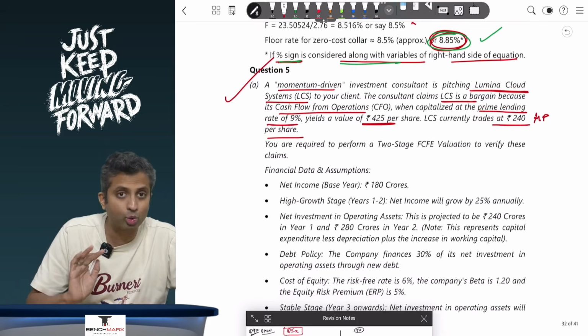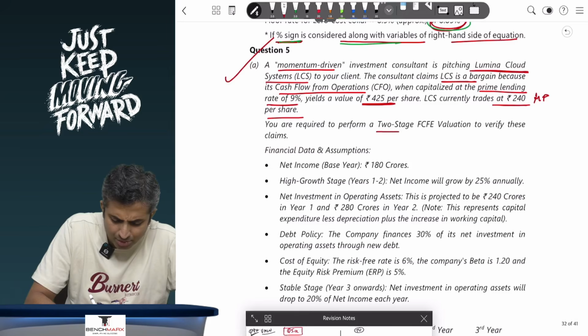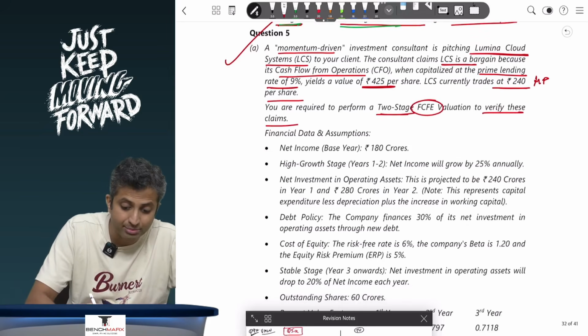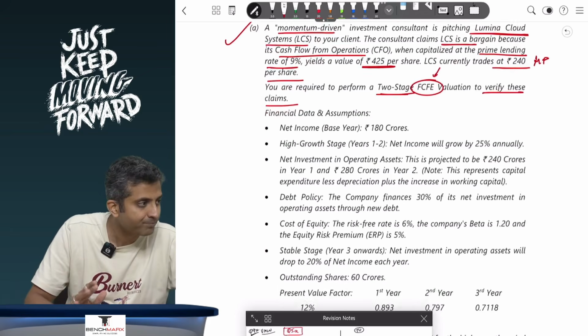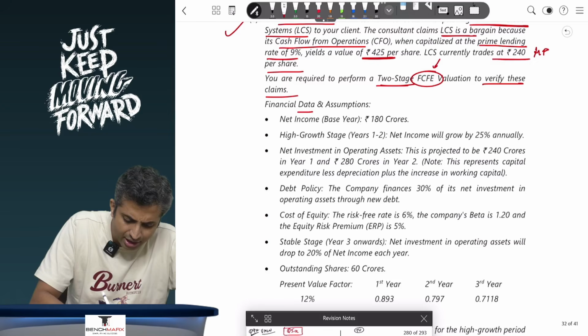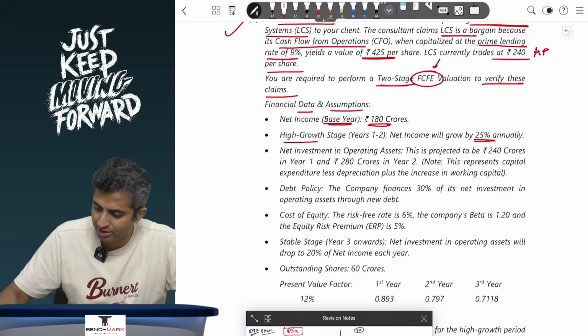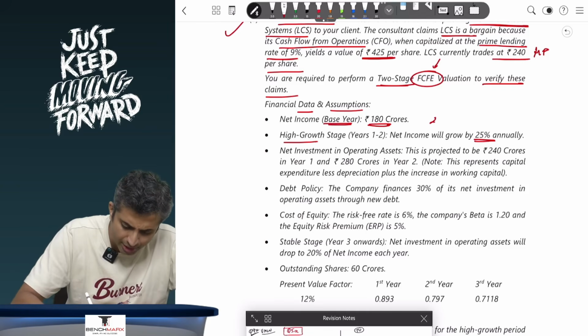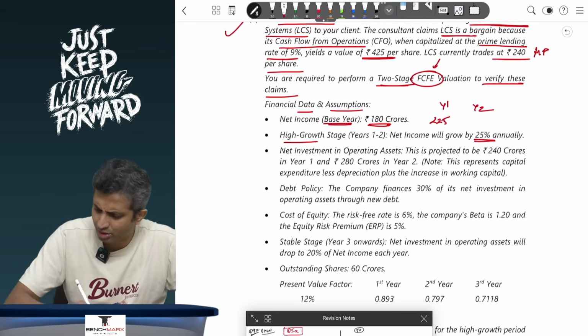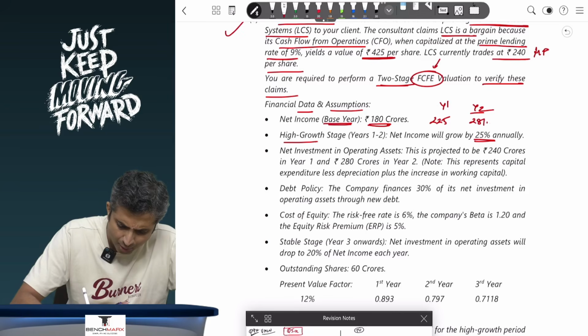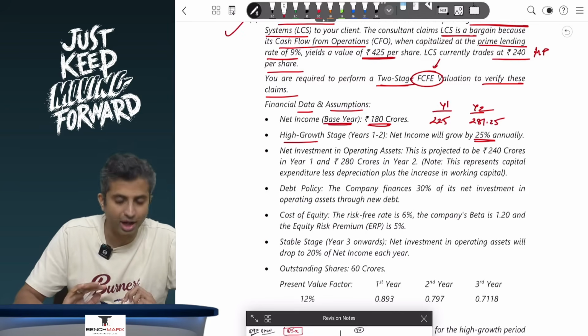Now you will use your own valuation techniques. You are required to perform a two-stage FCFE valuation to verify these claims. So you've clearly been told to do it, take free cash flow to equity. So the financial data and assumptions over here is net income in the base year is 180 crores. And in the high growth stage, which is for the first 2 years, net income will grow by 25% annually. So this is 180 plus 25% will come to probably 225 in year 1. And in year 2, another 25% will come to 281.25. So this is your net income in the high growth phase.